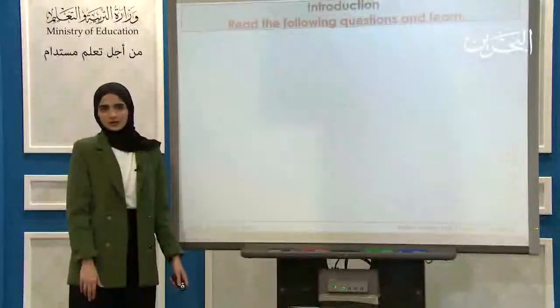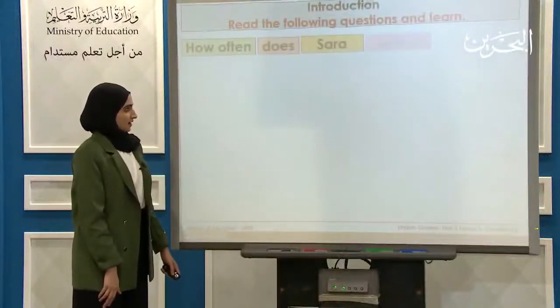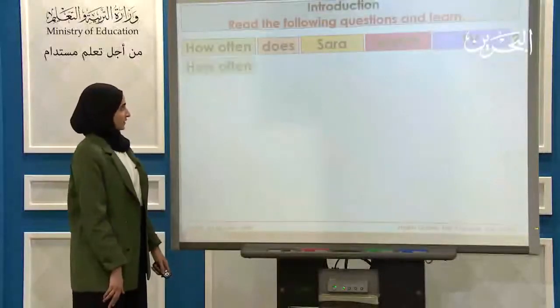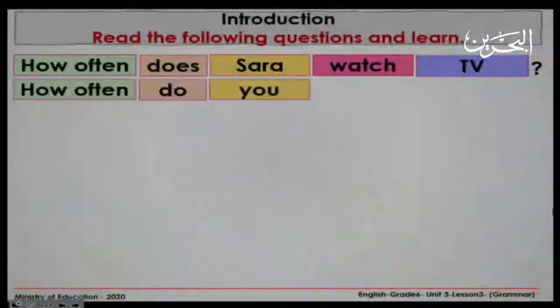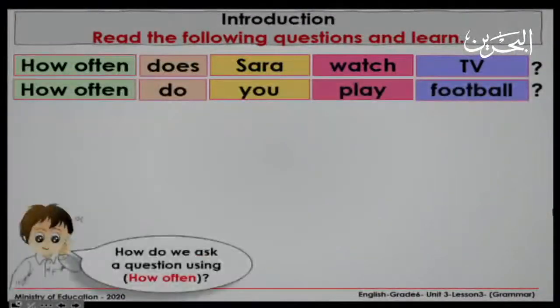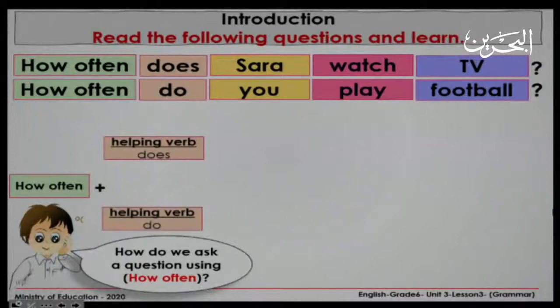Let's read the following questions and learn. How often does Sarah watch TV? Don't forget the question mark for the question. Another example, how often do you play football and a question mark? So how do we ask a question using how often? We start with how often plus the helping verb does or do plus the subject he, she, it, Ali, Sarah.